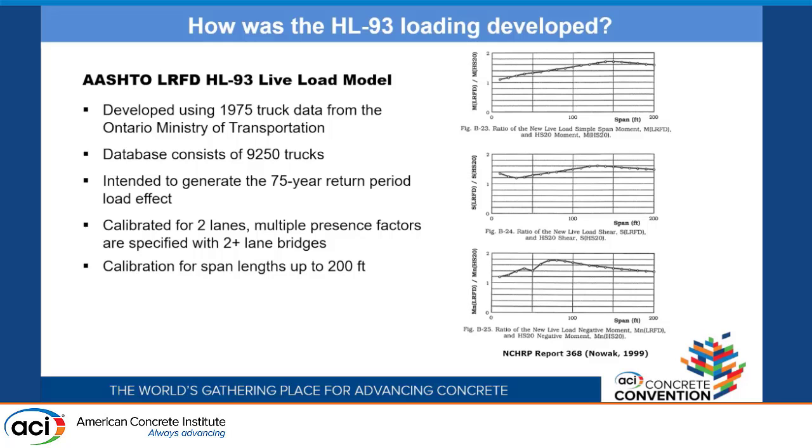A couple of things that are important to note about this design loading. It was developed using WIM data from 1975, from truck data from the Ontario Ministry of Transportation. They had a database of 9,250 trucks, intended to generate a 75-year design period. It was calibrated for 2 lanes, so we use a multiple presence factor of 1 for up to 2 lanes, and then as you have more than 2 lanes, then you have a reduction factor. It was calibrated for spans up to 200 feet, so I'll focus my analysis of the WIM data on spans that are up to 200 feet.